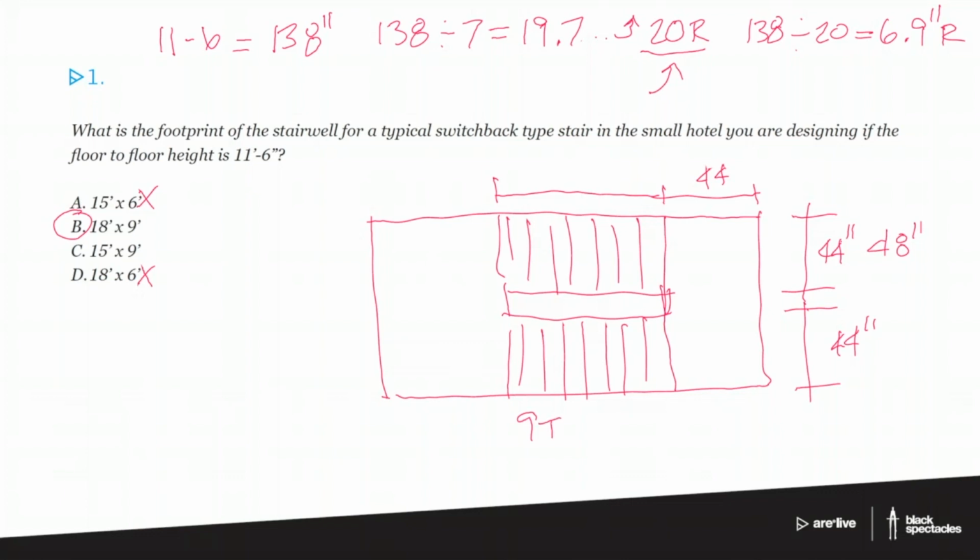So each tread is going to be 11 inches. So that means our total run there is 99 inches. Again, that's because a standard accessible stair is going to be a 7-11 stair, where it can't be more than 7 on the riser and it can't be less than 11 on the tread.